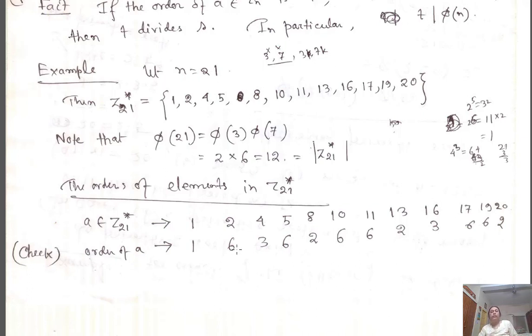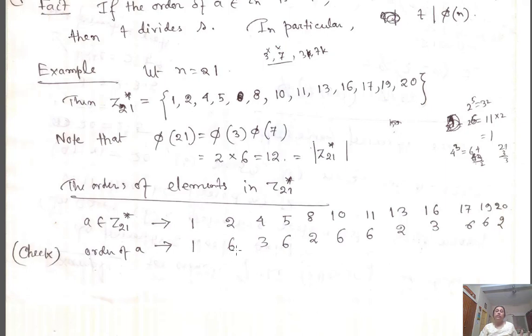Essentially, we know that any element a to the power 12 is always 1. So 2 to the power 12 is 1, 4 to the power 12 is 1, 5 to the power 12 is 1. All these elements to the power 12 are always 1, because these are elements of Z21 star, and by Euler's theorem, a to the power phi n, that means 12, is always congruent to 1 modulo n. The order is something less than phi n, here less than 12, and it is the power t such that a to the power t gives you 1.